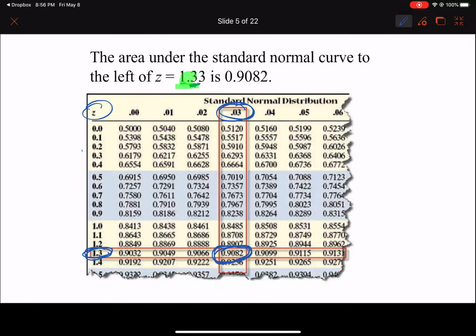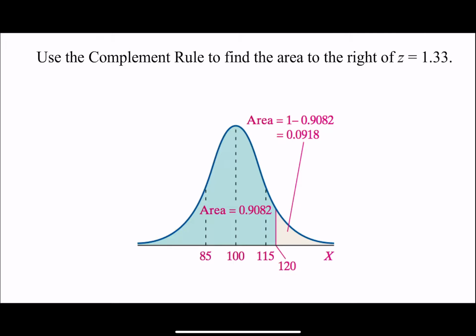So this tells me that the area under the curve to the left of my z-score of 1.33 is 0.9082. That is what that's telling me, that the area under the curve to the left of that is 0.9082. I'm going to show you a drawing of that one second here. So here we go.